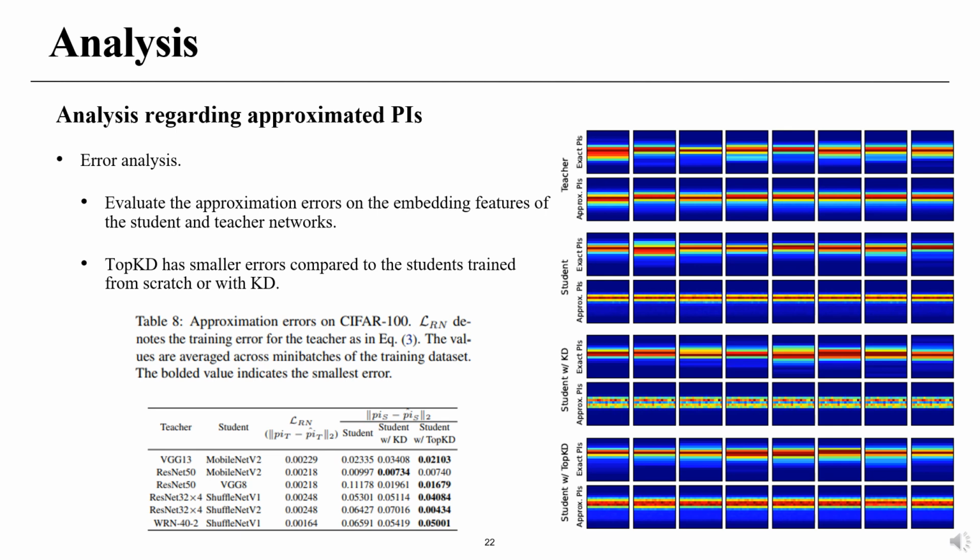When visualizing the exact and approximated persistence images of zero-dimension homology, we notice that top KD generates more realistic PIs than other methods. Despite this, the persistence images produced by all student networks seem almost identical. We suspect that this lack of variability in the approximated persistence images stems from the difference in the scale of embedding features between the teacher and student networks.